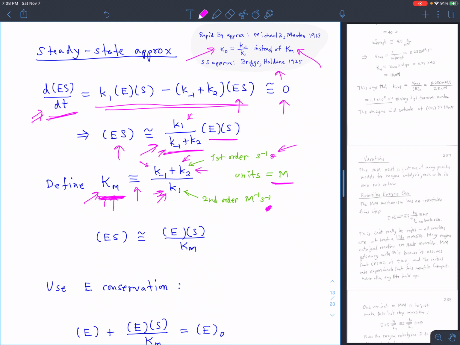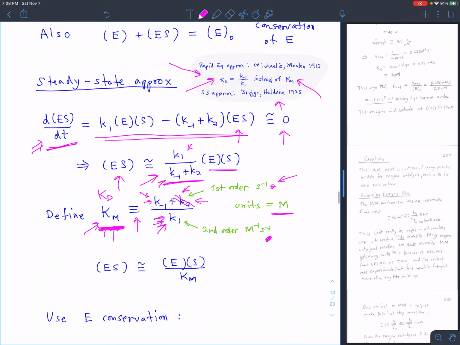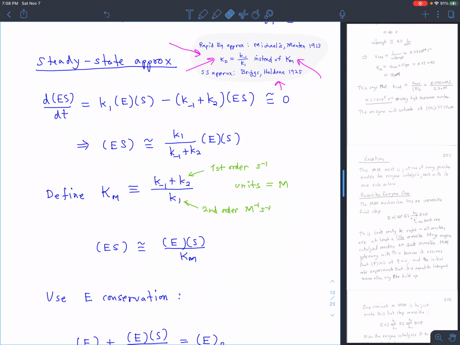But notice that if k2 here were 0, then this would be k-1 over k1, and that would make this a KD. So Km is oftentimes treated like a KD, like a dissociation constant. And in fact, if you make the rapid equilibrium approximation, which amounts to saying that this k2 is nearly 0, then you get KD out of the derivation naturally, and that's what Michaelis and Menten did originally in 1913. A lot of people talk about the Km value as if it were a KD in a lot of cases. You'll see that. That's an approximation. Sometimes it's a good one, sometimes it's not so good, but a lot of people do it.